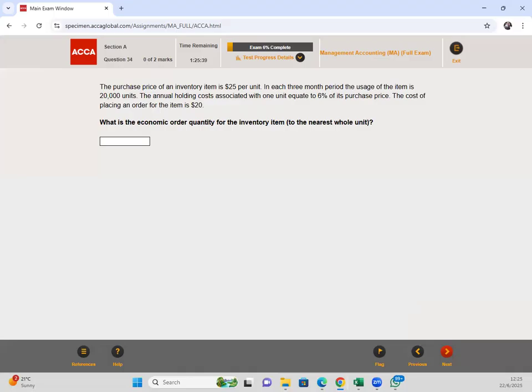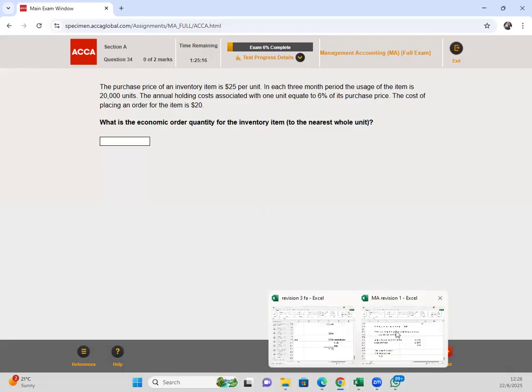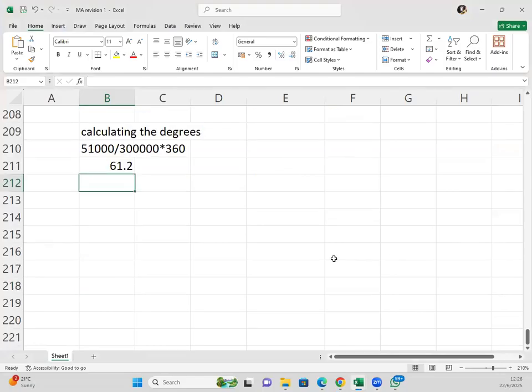So remember, for the economic order quantity, the formula is the square root of 2CoD over Ch. That's the square root of 2 times cost of ordering times demand over holding cost. That's how we work out the economic order quantity.